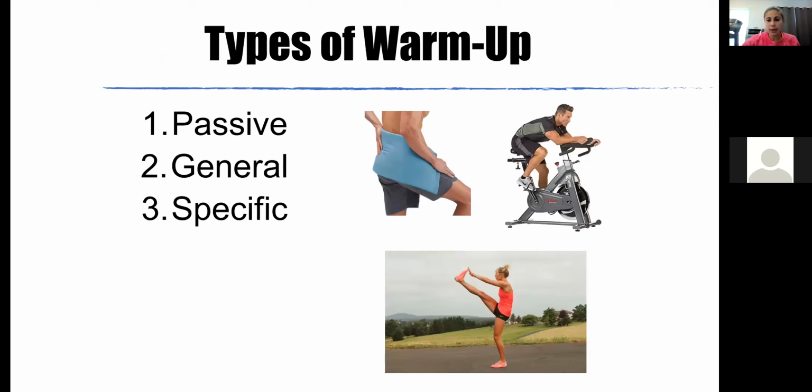So we're going to go through the different types of warm up. There's 3 main categories of warming up, and we'll talk about the difference between each one. We're going to go through passive, general, and specific warm-ups. We're going to start with passive warm-ups.